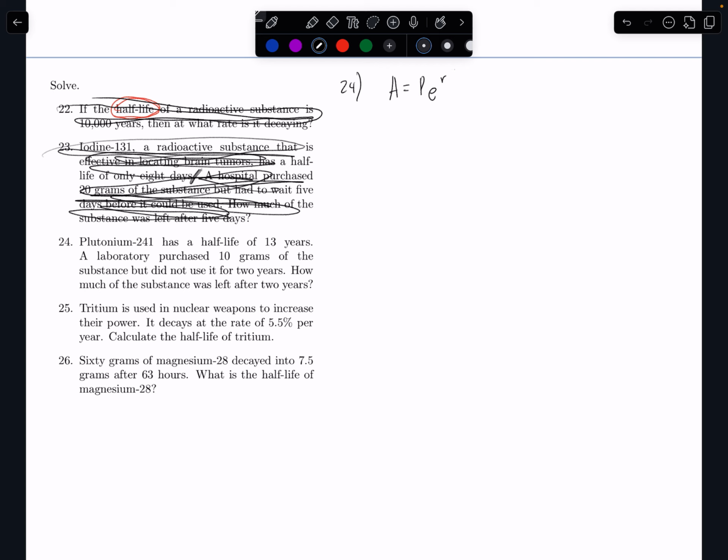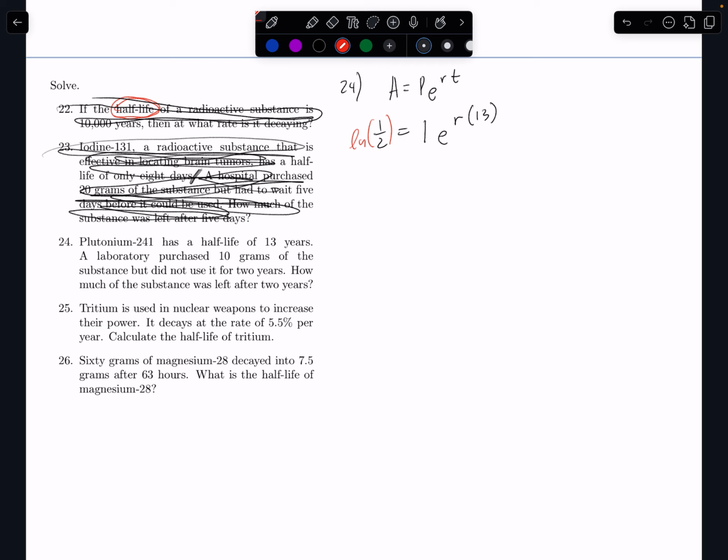Start again. A is equal to P e to the rT. And here A is a half. We're trying to figure this out using half-life, right? So after some time elapsed, we have half of what we started with, half the whole. e to the r, we don't know, and time we do know is 13 years for half-life.